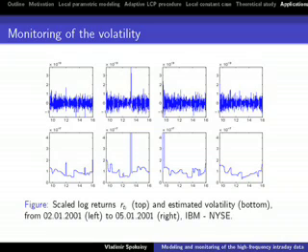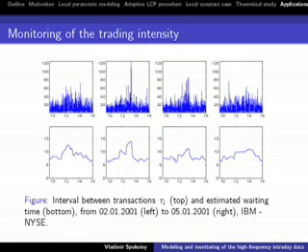Of course, this is only monitoring. So this is only the indication of whether something is going on in the market or not.